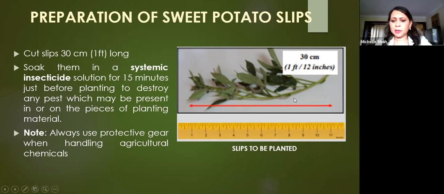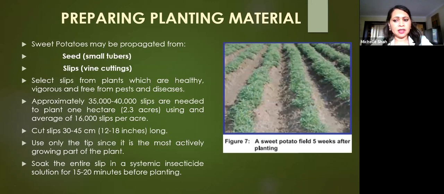Preparing planting material. Sweet potatoes are propagated from small tubers or the seed or slips, which are the stem or vine cuttings. Selecting slips from the plants which are healthy is important, with plants which are vigorous and free from pest and disease. We cut the slips at 1 foot long and use only the tip since it is the most actively growing part of the plant.